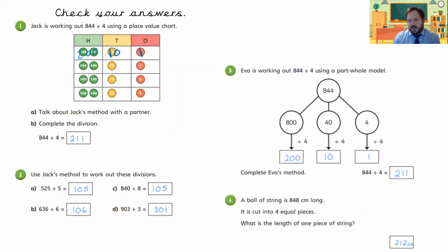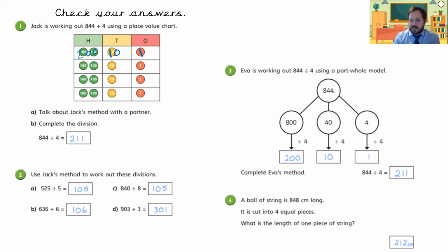Then we will think over here, this is the part whole model, so working out the same question, just using the part whole model. So what she said is I can fit 800 in, which is 400 and 400, because I've got 800 there. That's 200 times 4, which is 800. 2 times 4 is 8, and it's in the hundreds column.